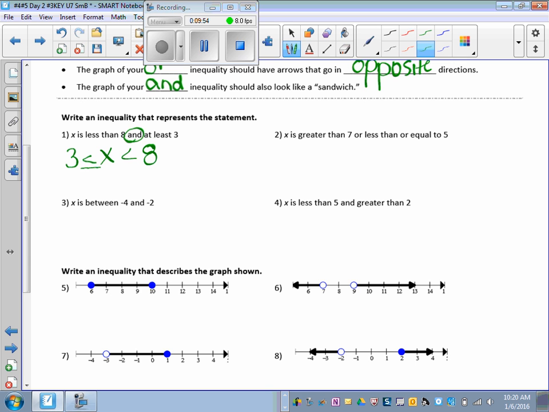So what would be a solution to this inequality? Just name one number. 7. Yeah, very good.